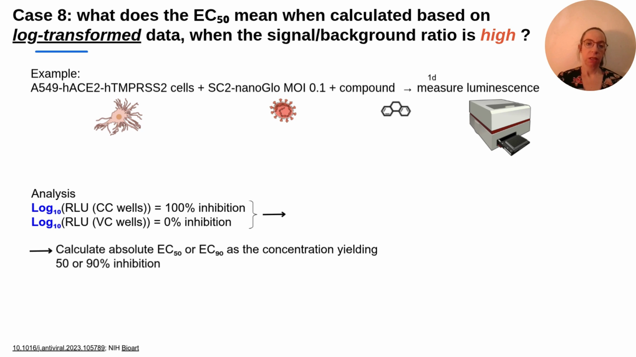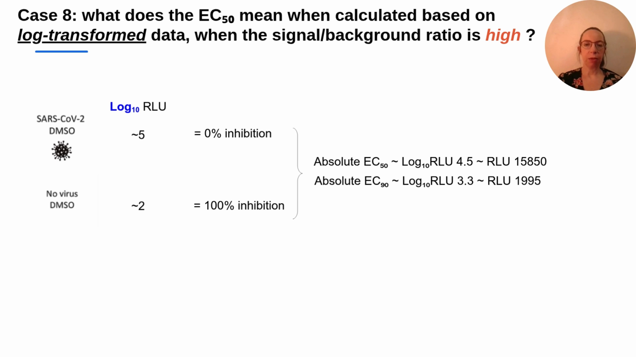And thus, the value for the VC wells will be around 5, while the value for the CC wells will be around 2. And thus, the absolute EC50 will correspond to around 4.5 log, and back calculating to a mean RLU of 15,850, while the absolute EC90 will correspond to 3.3 log and a mean RLU back calculating of around 2,000.